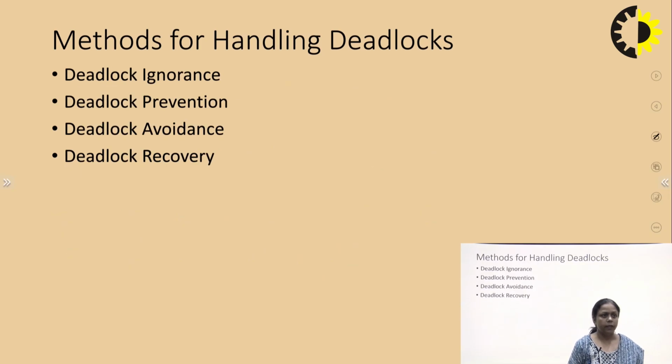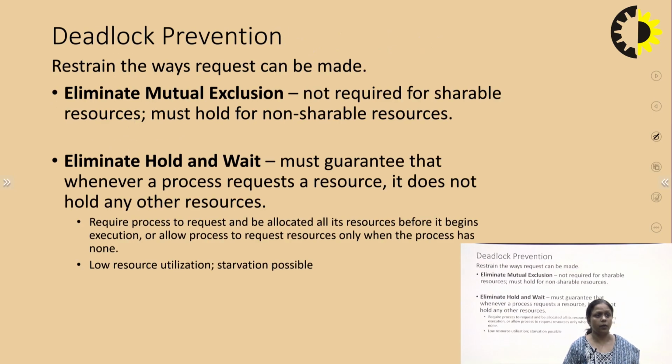Now, firstly, deadlock ignorance, deadlock prevention, deadlock avoidance, and deadlock recovery. These are all the main methods for handling deadlocks. Now, how can we prevent deadlock in the system? We have to eliminate the main conditions of deadlock. We have already seen that there are 4 necessary conditions for deadlock. So, we will eliminate these conditions in the system.